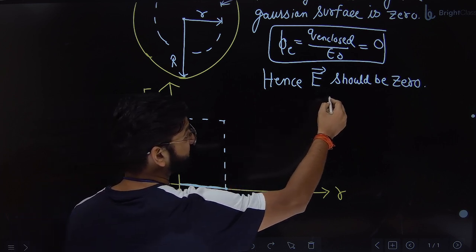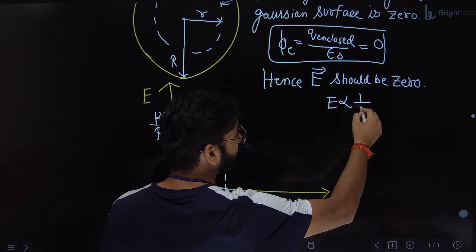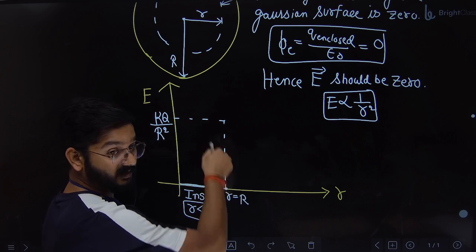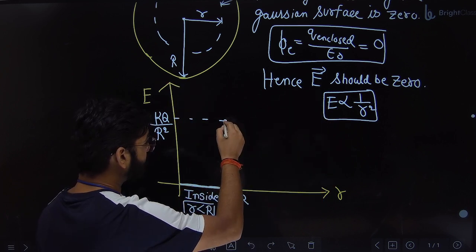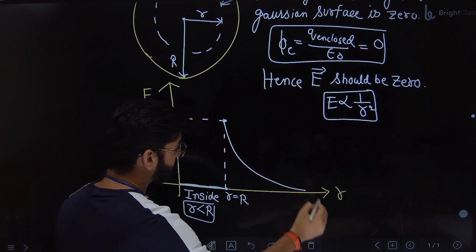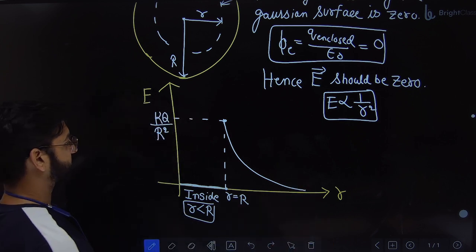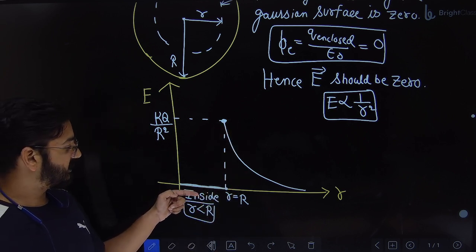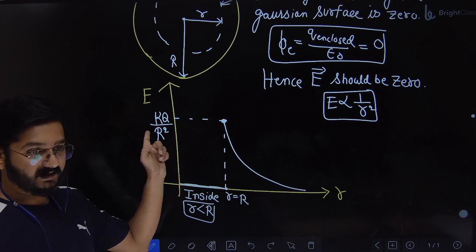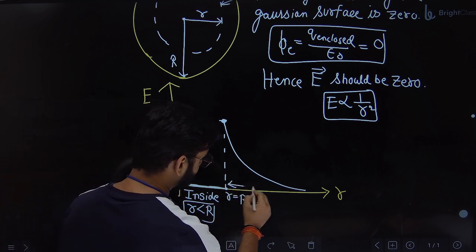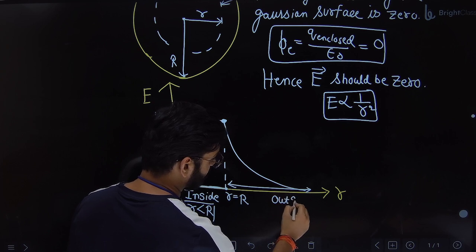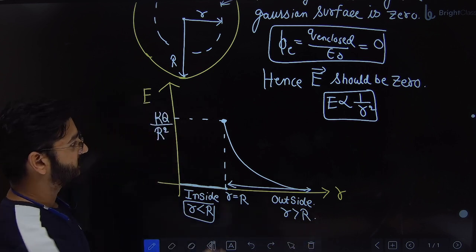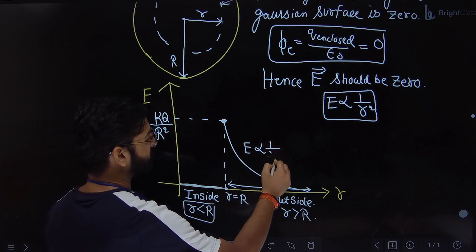After that, what is happening? If you check the formula, electric field is inversely proportional to small r square. Inversely proportional means what? Decreasing graph. So it will start decreasing from here. This is the graph. Inside 0, on the surface kq by capital R square, and from here to here, outside, means small r is greater than capital R, electric field is inversely proportional to small r square.